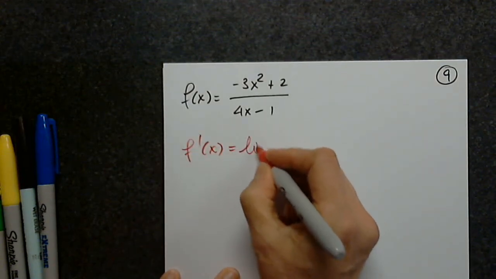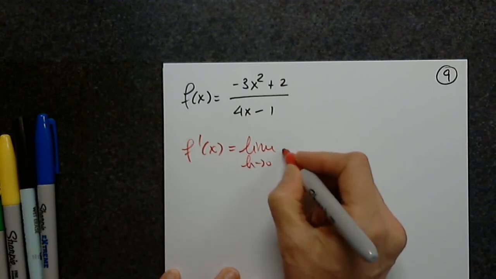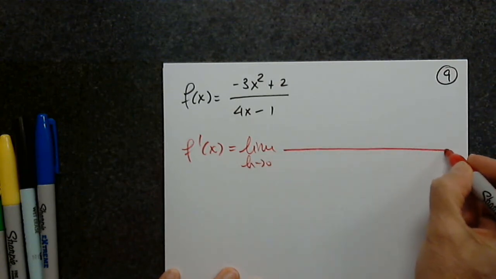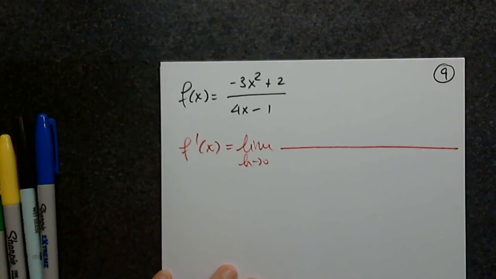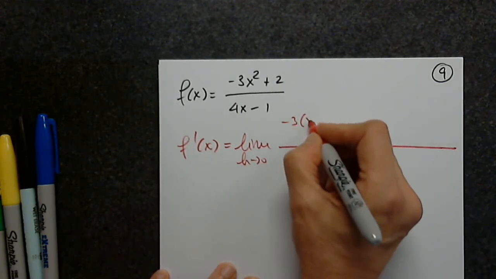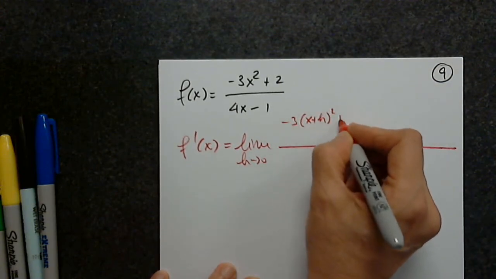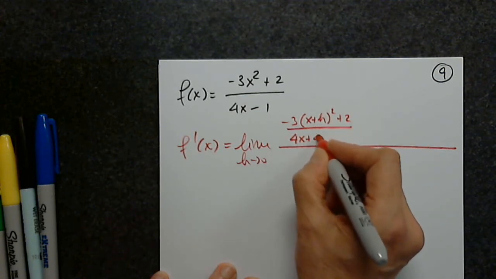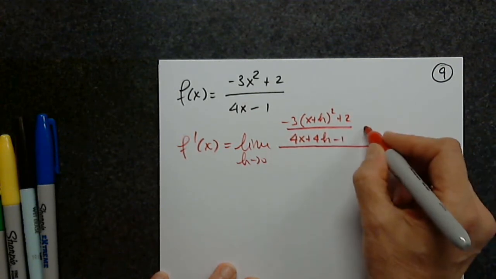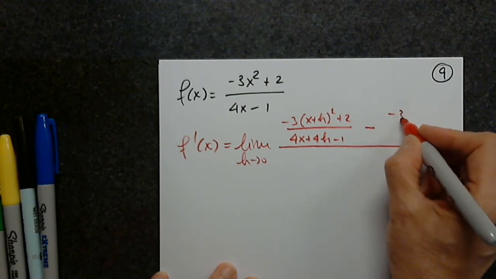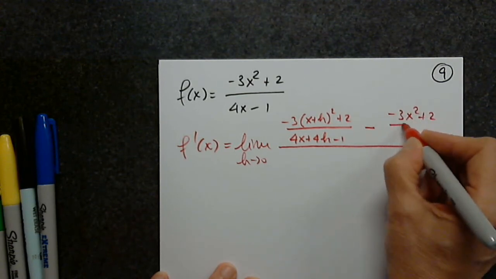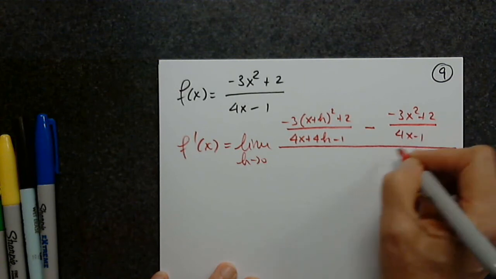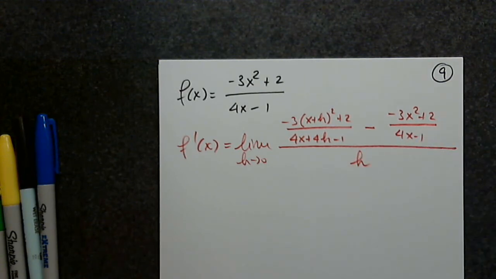Very good. Negative 3 times x plus h squared plus 2, minus negative 3x squared plus 2 over 4x minus 1. Yes, I would have to agree.